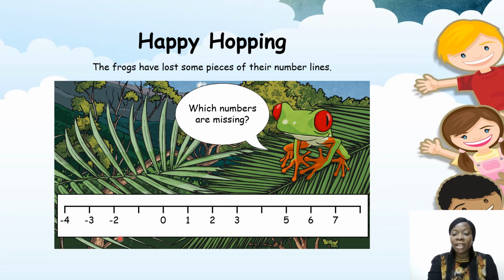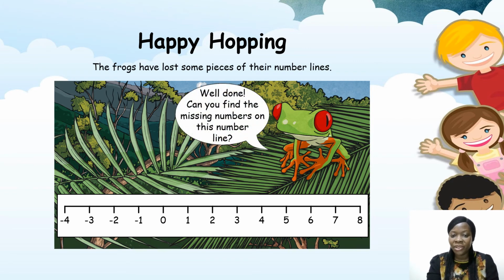And how do we recognize negative numbers? The minus sign is always in front of them. That way we know they are negative numbers. Now look at the number line, which numbers are missing. Okay, starting from here, I see 8 is missing, and right after 0, I think minus 1 is missing. Did you think of those? Well done. Can you find the missing numbers on the next number line?